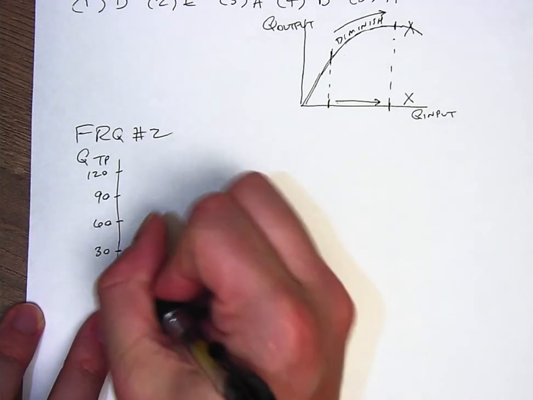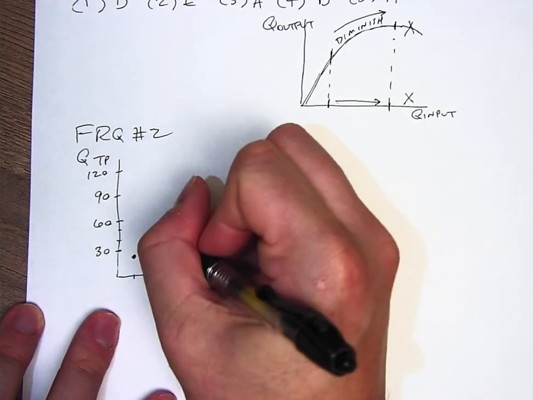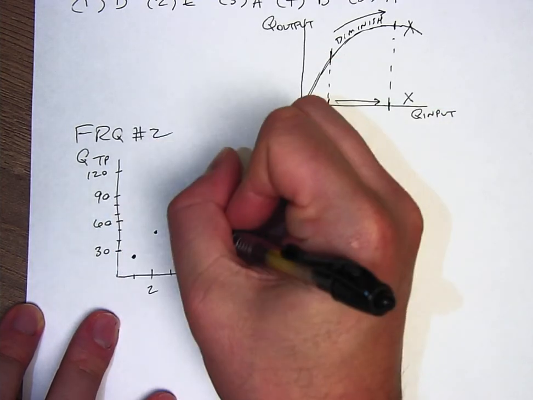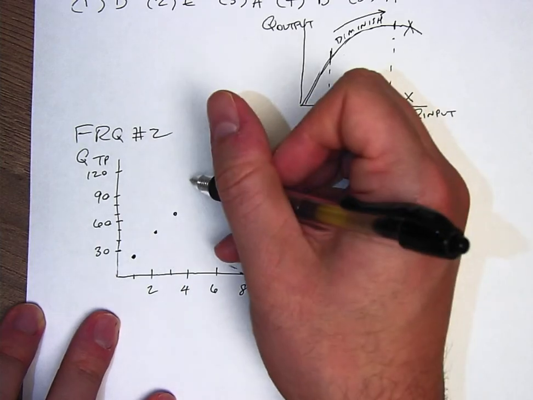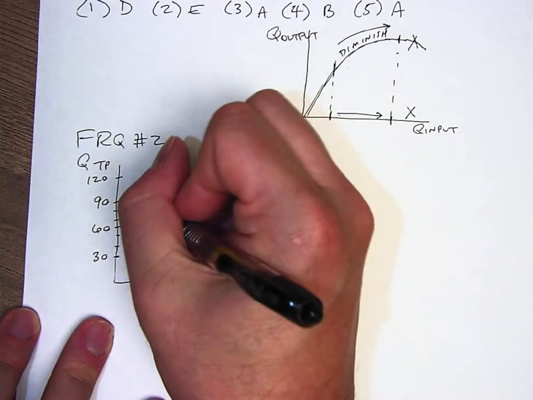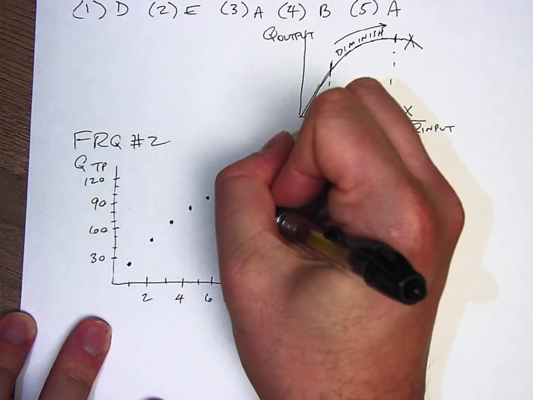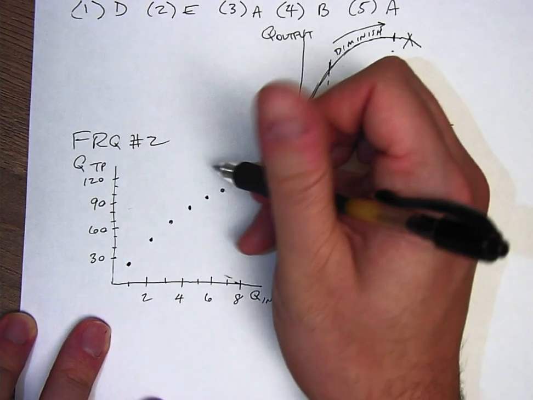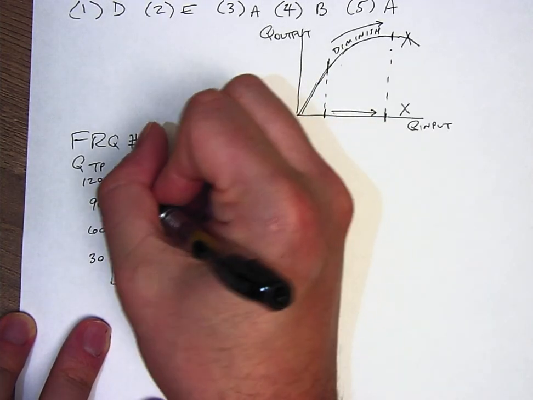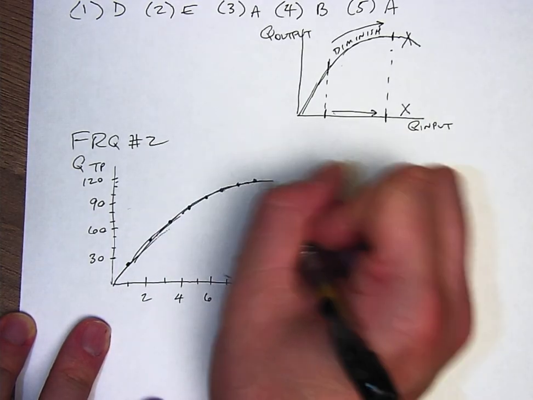At 1, it's 25, so about here. 2 is at 47, so 40, it's about here. 3 is at 66, so it's going to be right about in here. 4 is 82. 5 is at 95. 6 is at 105, 7 is at 112, so 100, 110, 112, and 8's at 116, so it's going to be over here. So it has this nice flattening out TP curve.